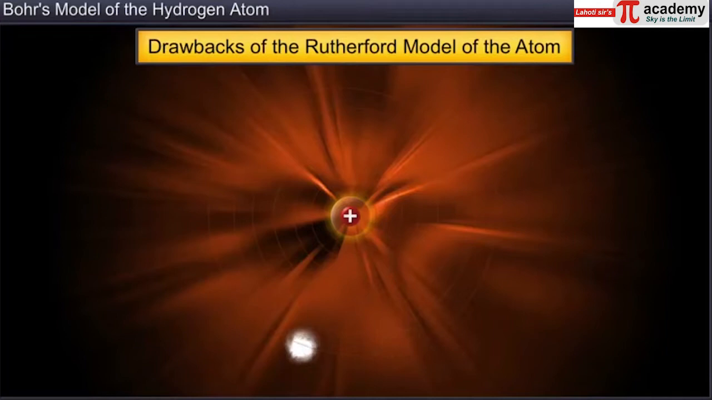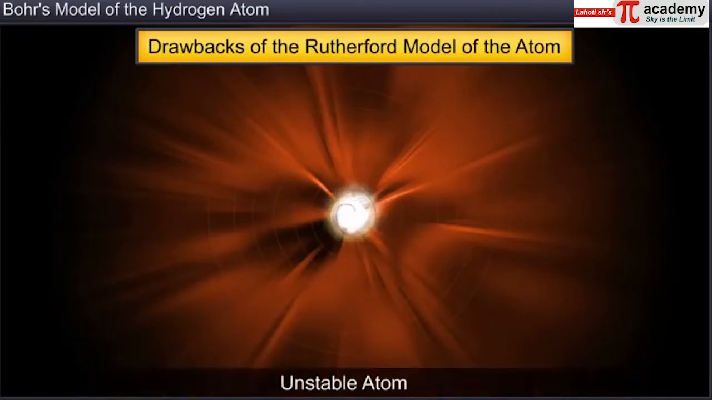According to the classical electromagnetic theory, an accelerated electron should continuously lose energy as it emits radiation in the form of electromagnetic waves. As a result, the electron would spiral inward and eventually fall into the nucleus, and thus make the atom unstable.